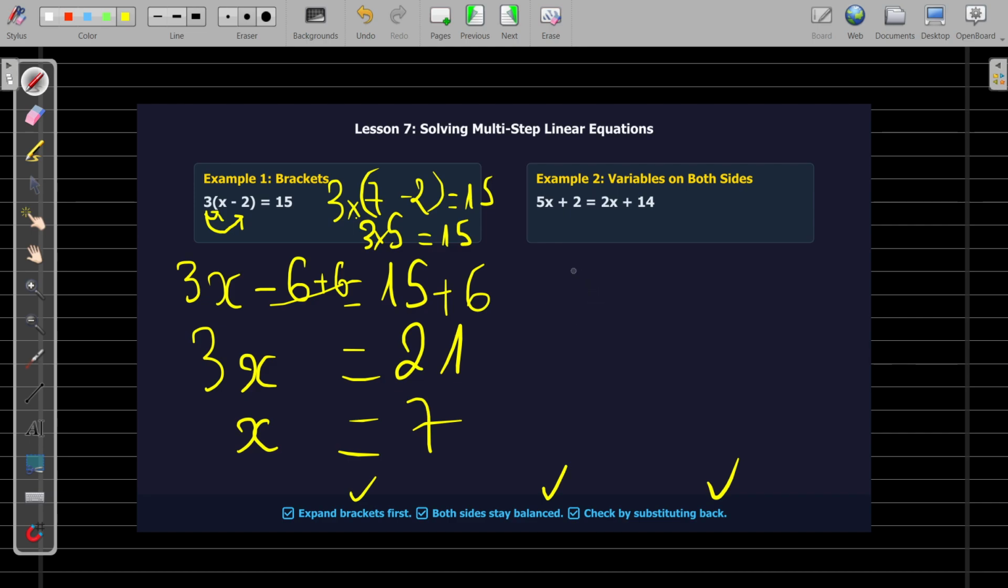Now for our boss level. This looks a little bit intimidating. 5x plus 2 equals 2x plus 14. But we follow our rules. Are there brackets? If there are brackets, expand them. If there are no brackets, just go straight into the second step, which is both sides stay balanced. So we have x on the left and x on the right, as you can see right here on example number 2. We cannot solve this until all x's are grouped together on one side.